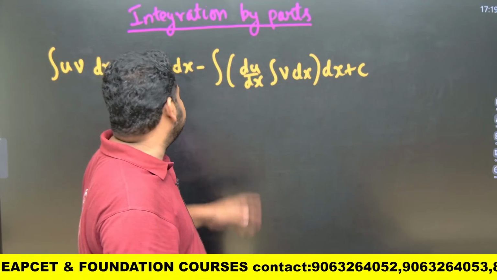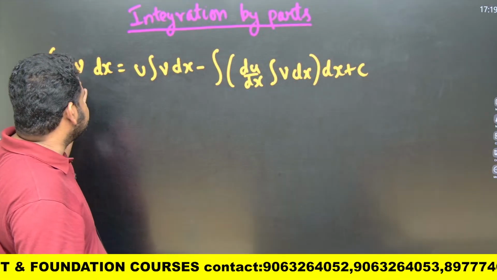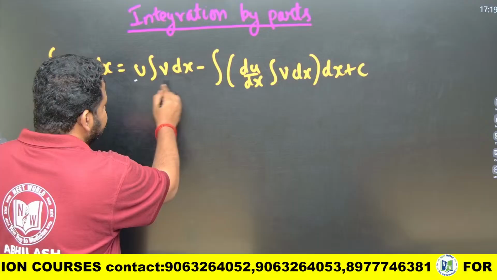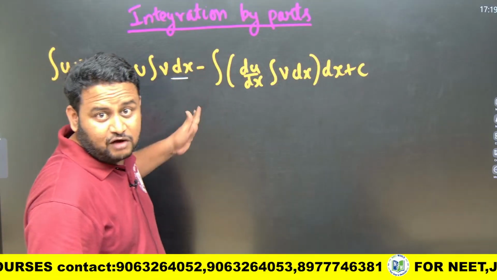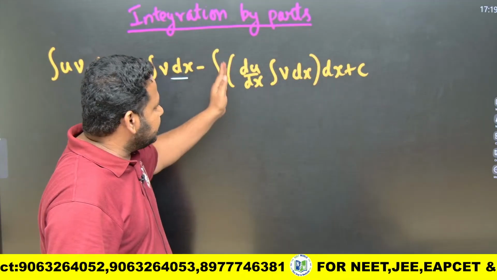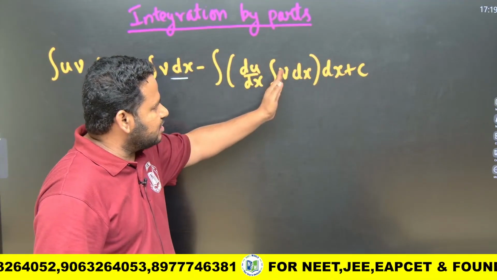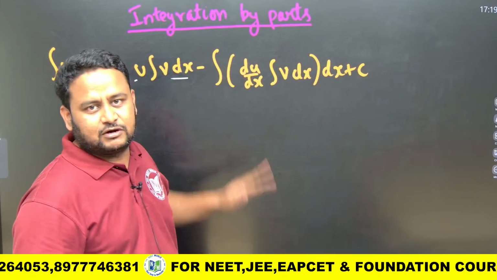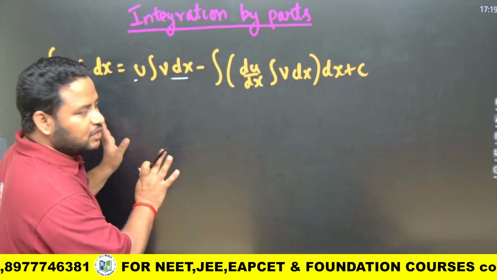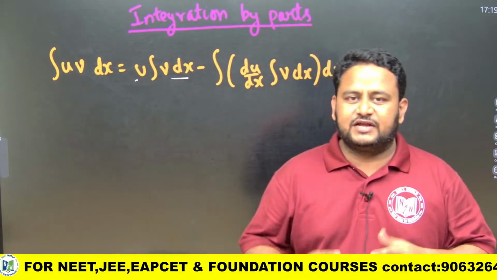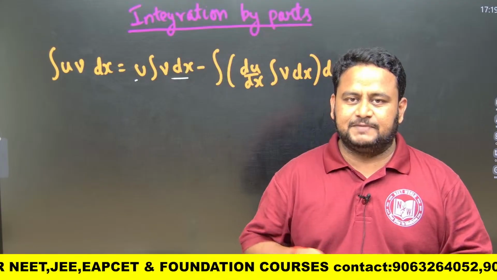For integration by parts we have a standard formula: integral of uv dx is equal to u times integral of v dx minus integral of d by dx of u into integral of v dx, the entire thing dx, plus c. I say integral of the entire thing because it is for the entire function. Got it? This is the formula for integration by parts. Now let us see some questions where integration by parts is applied.